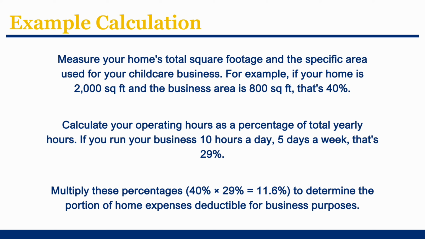Finally, multiply these percentages to get your time-space percentage. 40% multiplied by 29% equals 11.6%. This percentage helps determine the portion of your home expenses like utilities and mortgage that can be deducted for business purposes.